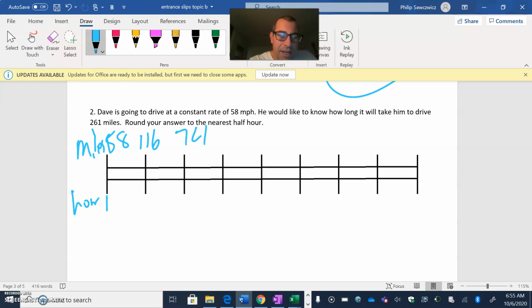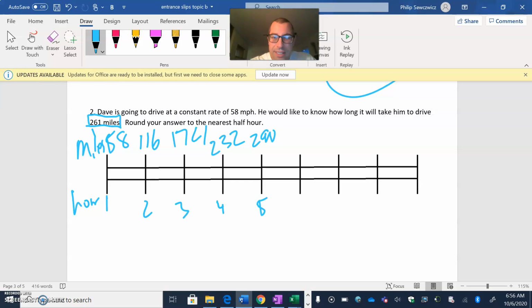174, not enough. Add another 58 on, so that's a 2, carry the 1, a 3, 232, still not enough. Add another 58 on. 290. Oh, that is enough. I'm past it. So that means 1 hour, 2 hours, 3 hours, 4 hours, 5 hours.